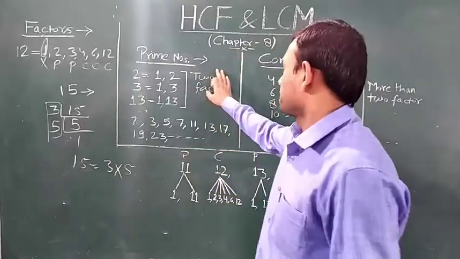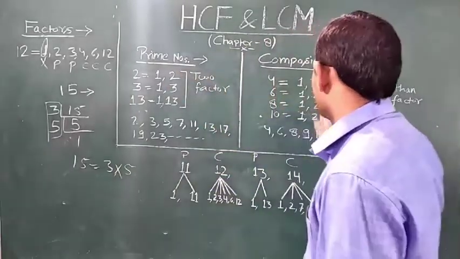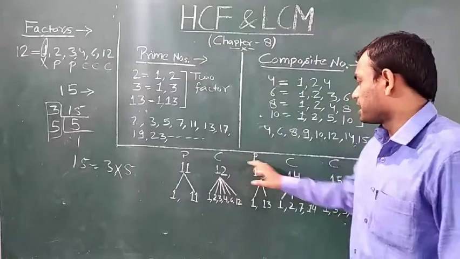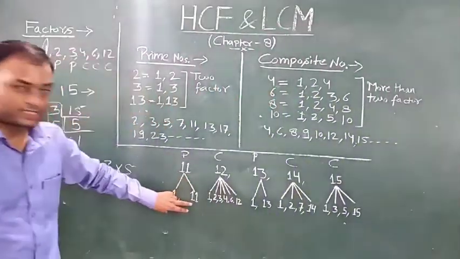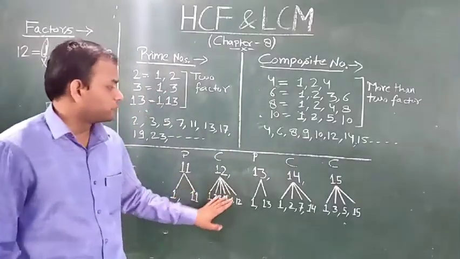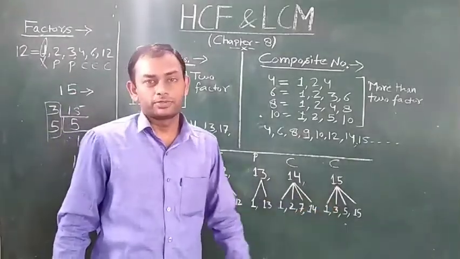And today I told you about prime numbers, factors and composite numbers, and how to identify the prime and the composite. If two factors are there, then prime. If more than two factors are there, composite number.